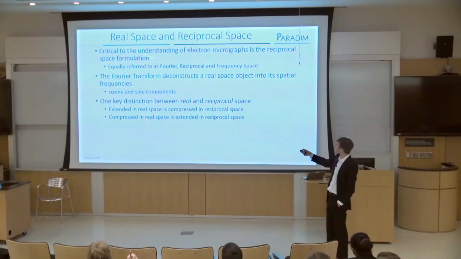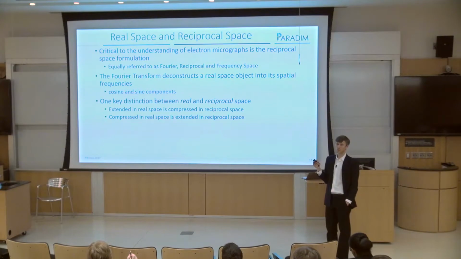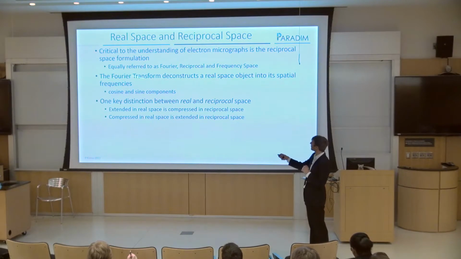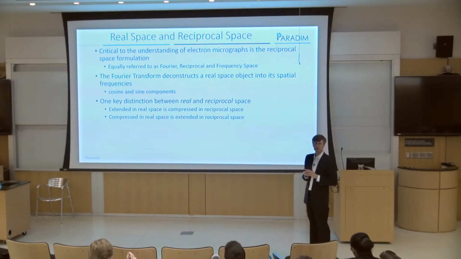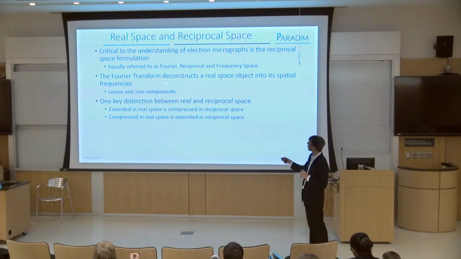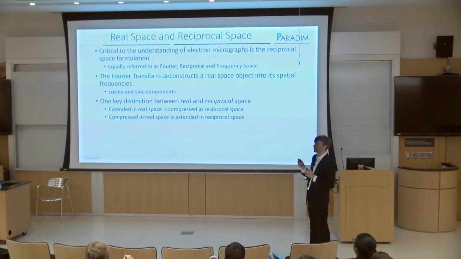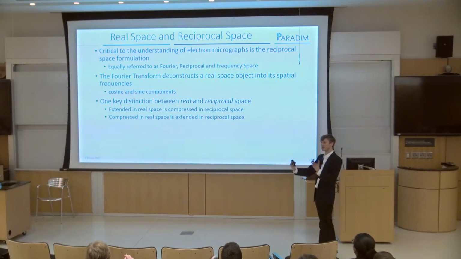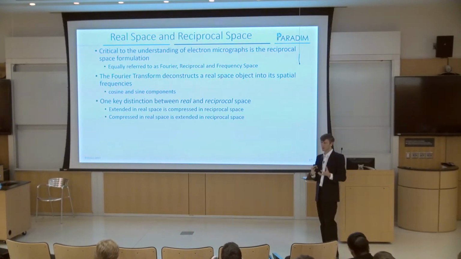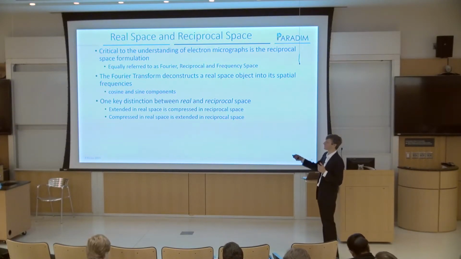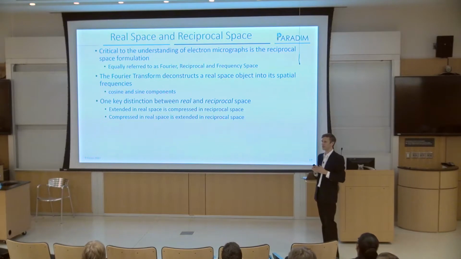But critical to the understanding of electron micrographs is the reciprocal space formulation. I just told you that many times over, but let's look at that a little bit more in detail, okay? It's equally referred to as Fourier, reciprocal, or frequency space, right? You might hear that many different times. So the Fourier transform deconstructs a real space object into spatial frequencies. It's a set of cosines and sines, if you remember from your math. And this is critical. It's one of the most important things that you can understand about images, about electron microscopy, about tomography, everything, is to have an intuition or a knowledge of how useful the Fourier transform is.